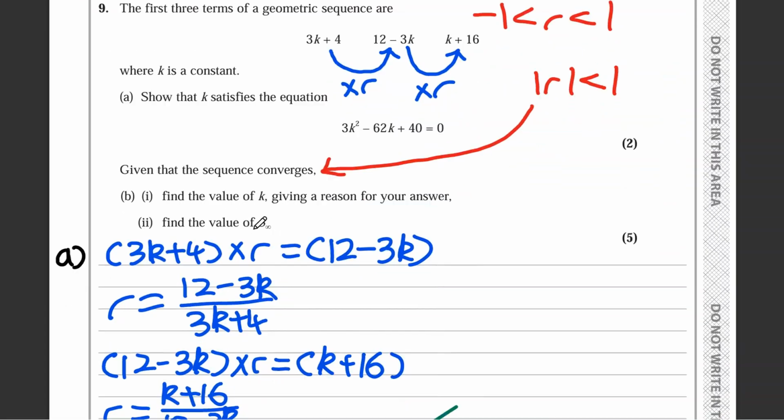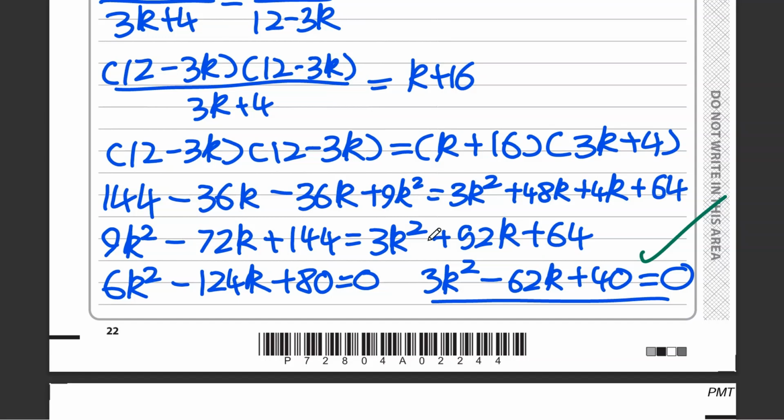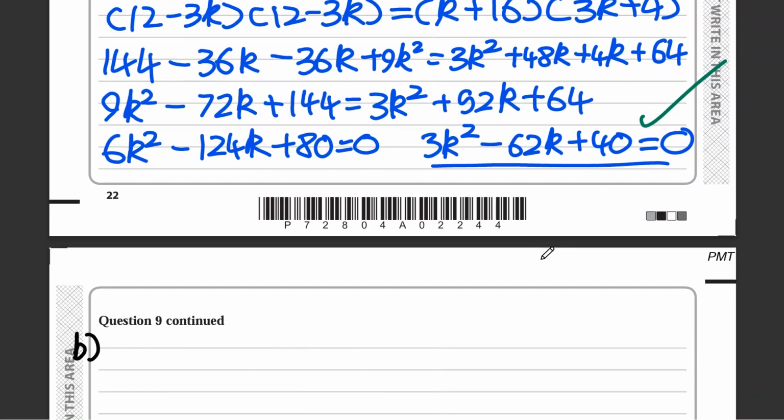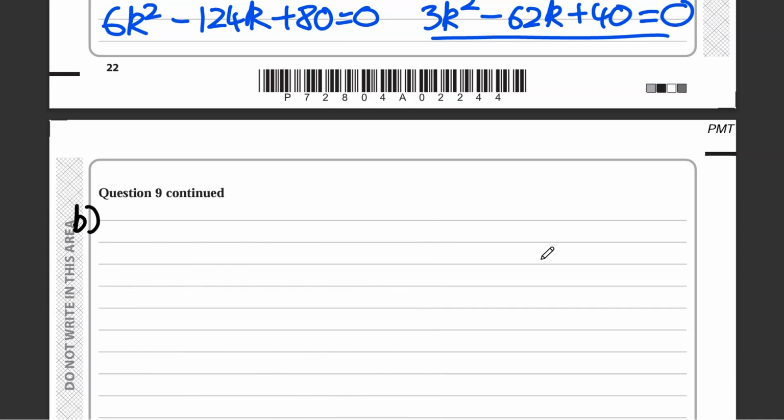Firstly, let's go back to what we found in part A. We found this quadratic here for k, this 3k squared minus 62k plus 40 is equal to 0. Let's solve this quadratic in order to get out the 2 possible values for k. Now, there's loads of ways that we can solve quadratics. I'm just going to use the quadratic formula. So remember, the quadratic formula is minus b plus or minus the square root of b squared minus 4ac, over 2a, where a is 3, b is minus 62, and c is 40.